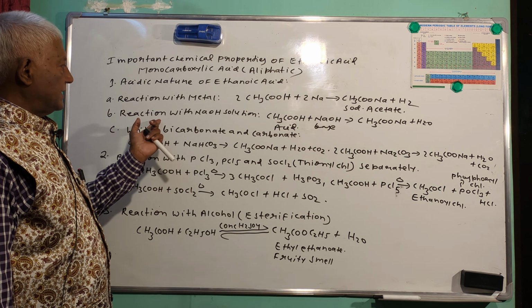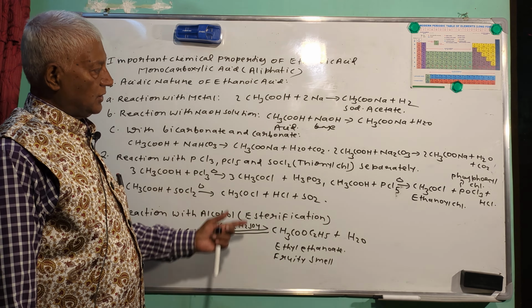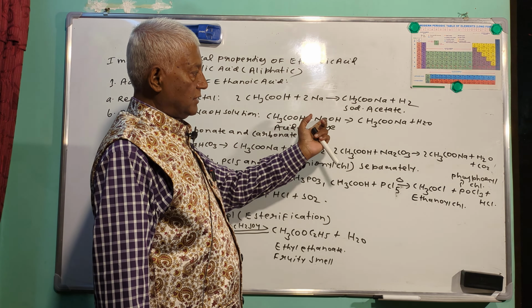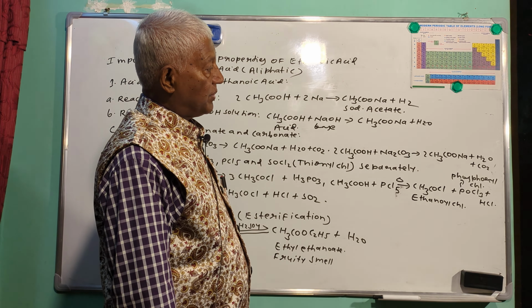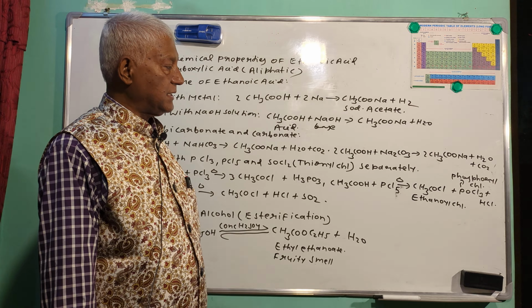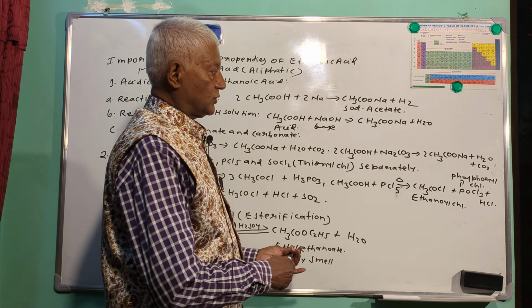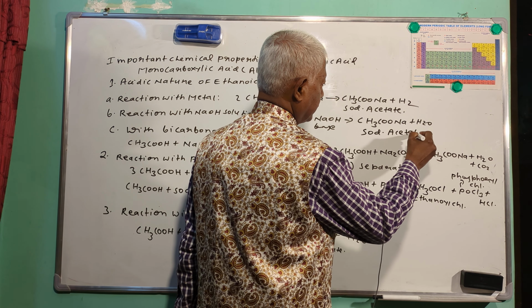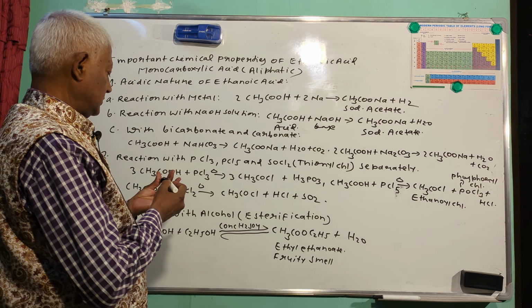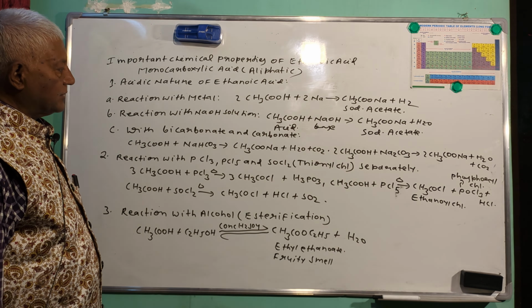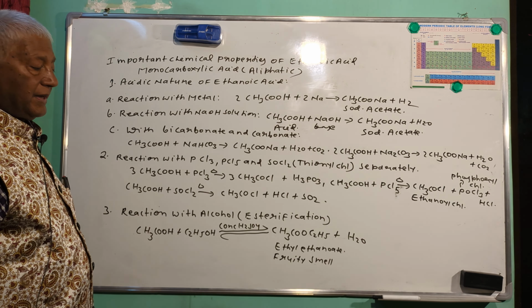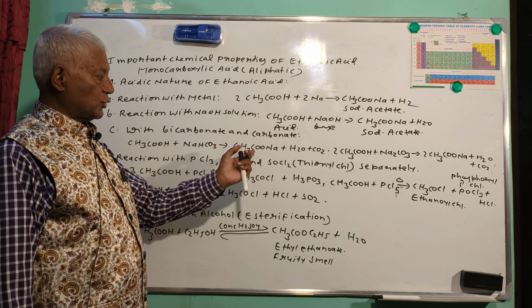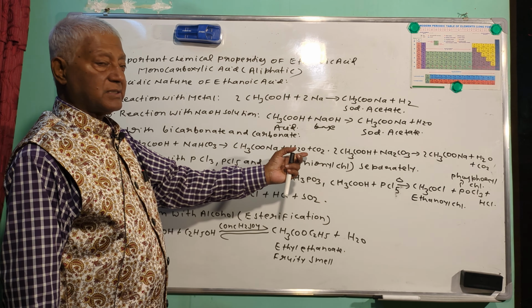Next one is reaction with sodium oxide, a base. When acid is reacted with a base, an aqueous solution, what do you get? Sodium acetate plus water. When acid is treated with base, you always get salt and water, that is sodium acetate. Now the reaction with bicarbonate and carbonate. When acetic acid is treated with sodium bicarbonate, you get sodium acetate plus water plus CO2.